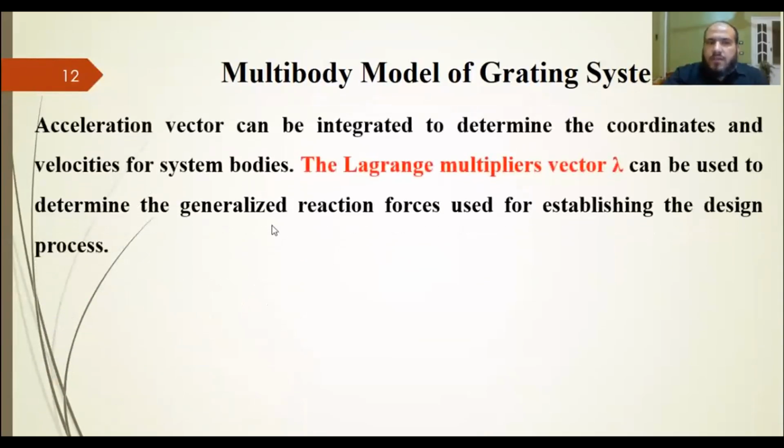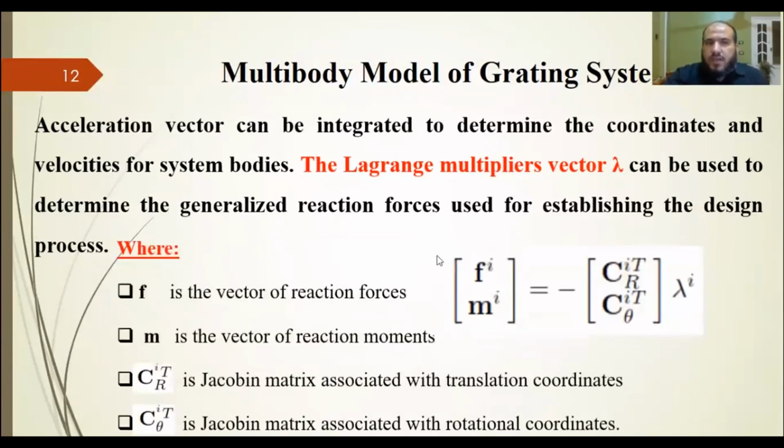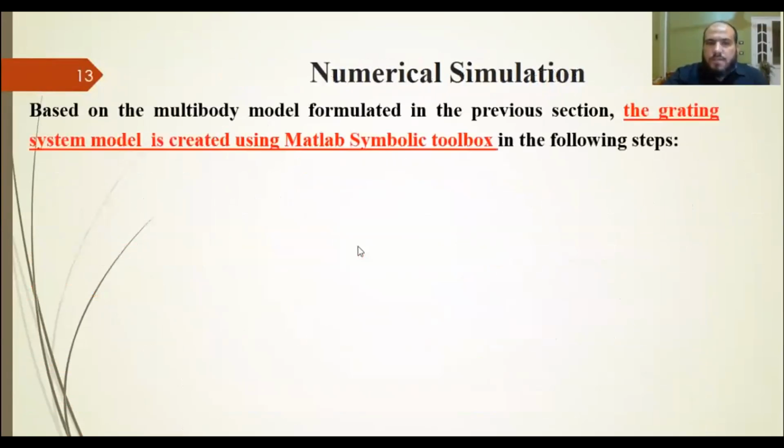After solving the equation of motion, the acceleration vector can be integrated to determine the coordinates and velocities for the system, and the Lagrange multipliers can be used to determine the generalized reaction forces acting on every body. In this equation we multiply the Jacobian matrix with the Lagrange multipliers. We obtain the translation reaction force and the reaction moment or torque, and these reaction forces are used for establishing the design process.